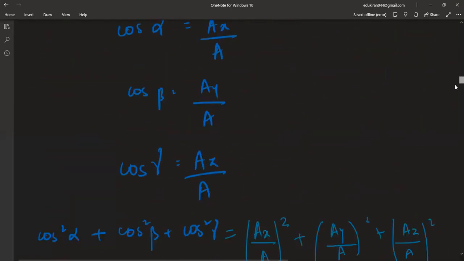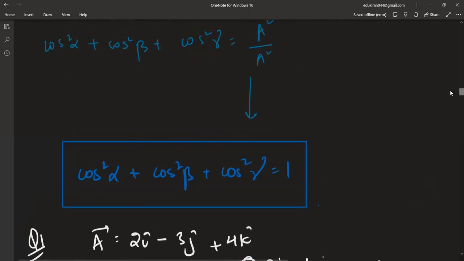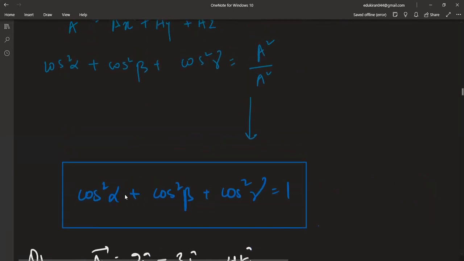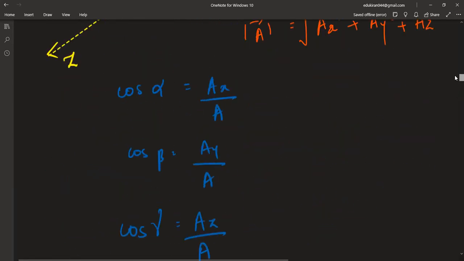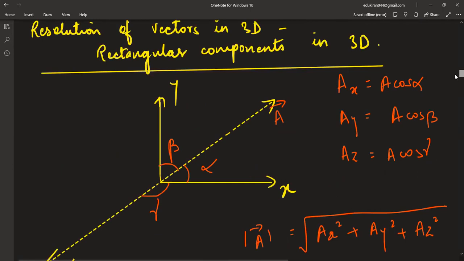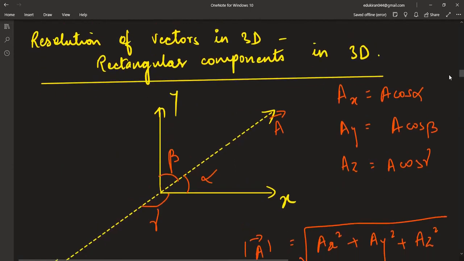But just in case, sometimes these questions have come that prove that cos square alpha plus cos square beta plus cos square gamma is equal to 1. So you have to show this derivation. So just make a note point and write it down. Then we'll practice some questions from here. Resolution of vectors from here.